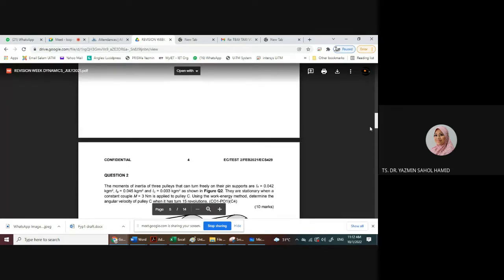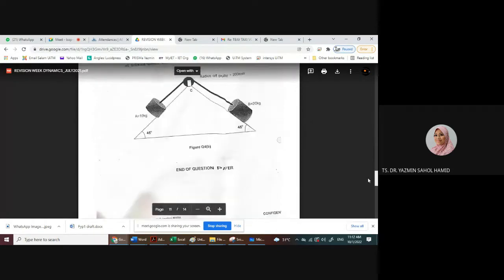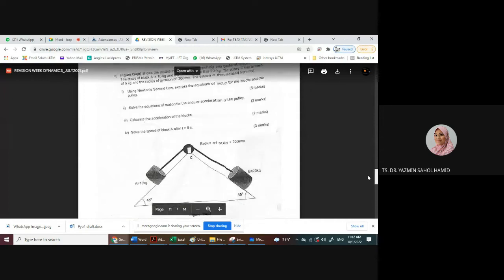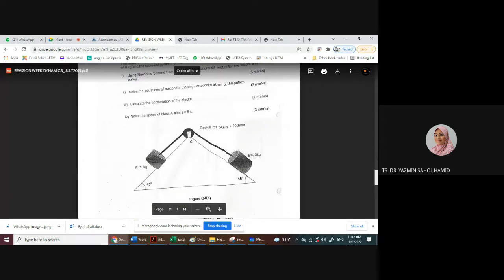If you open your revision kit, we're going to do this question. Just by looking at the diagram, can you relate an example in our daily lives that represents this kind of thing? Can you see what is happening? There are two blocks here. One is block A, 10 kilograms. One is block B, 20 kilograms.